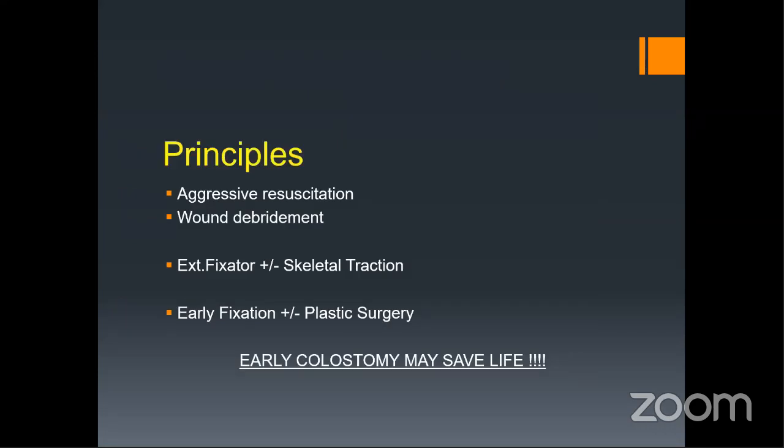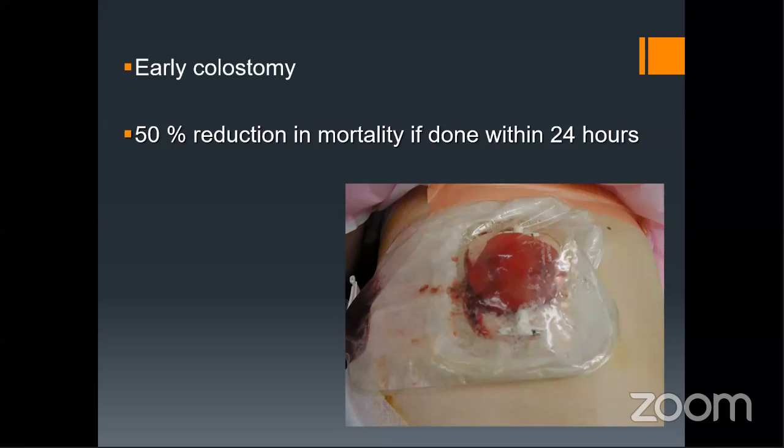Okay, so in terms of principles of managing them acutely: aggressive resuscitation, don't be afraid to get blood and blood products into them quickly. Debride any wounds that might be present. External fixators or skeletal traction we've talked about. And early fixation, if it's easy and possible and part of your damage control process, then do it, but it doesn't have to be done immediately. But the early colostomy might save lives. Okay, and that's been shown previously that you might reduce the mortality by up to 50% if you can do that diverting loop colostomy within 24 hours.